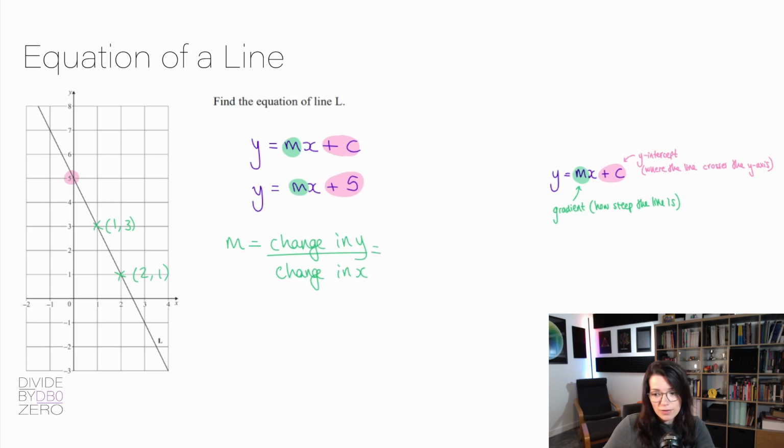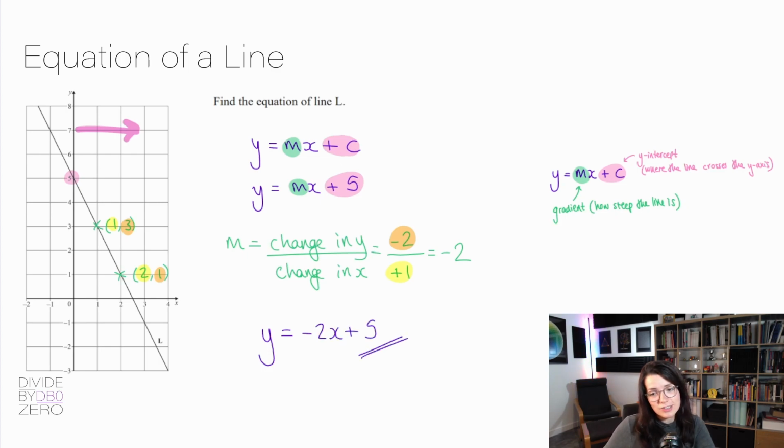This time, if we look at the change in y, the y coordinate is going from 3 down to 1. So in terms of a change, that's actually a minus 2. The x's are going from 1 to 2. So in terms of a change, that's a plus 1 change. Always reading the graph left to right. Overall, minus 2 over positive 1 gives a value of minus 2, and that's your gradient value. So in this case, the full equation of the line is y equals minus 2x plus 5.